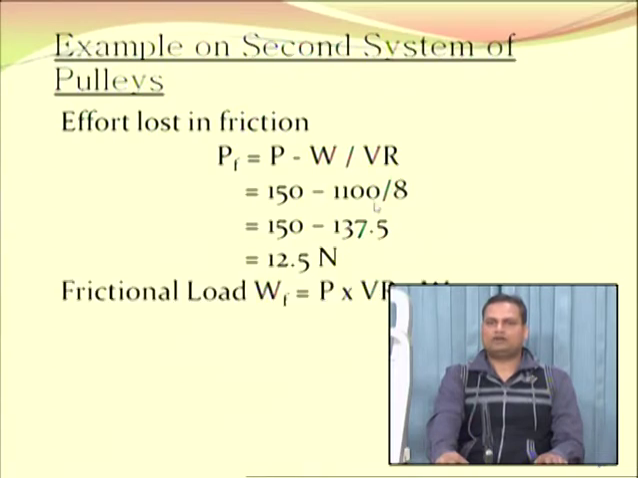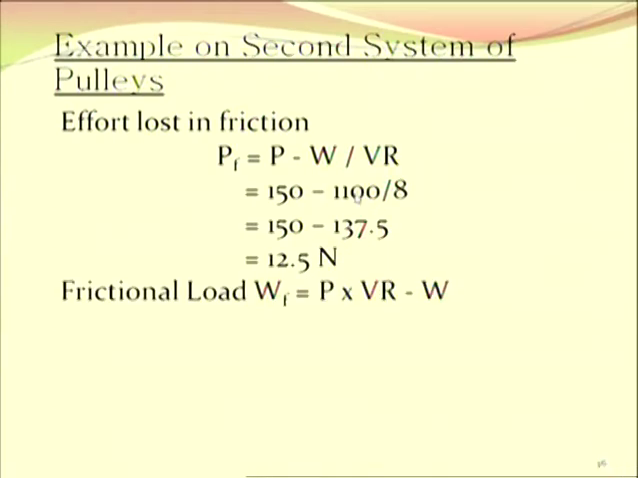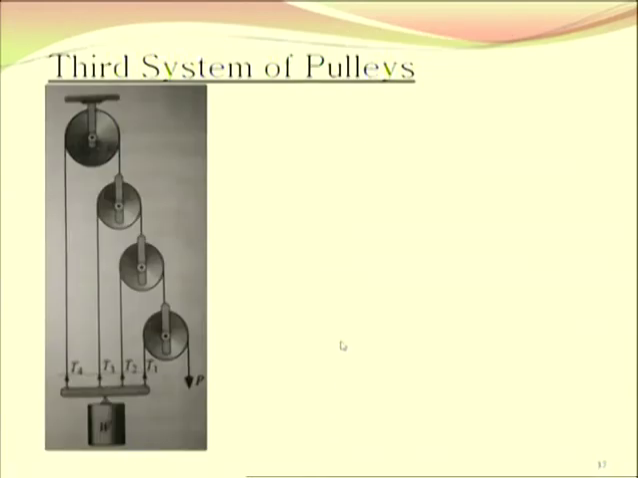Now the effort lost in friction of load, we can say WF, that is P into VR minus W. So effort is 150, velocity ratio of 8 and load of 1100 Newton. Putting this, we get 1200 minus 1100, that is 100 Newton. So we have completed the example of the second system of pulleys.